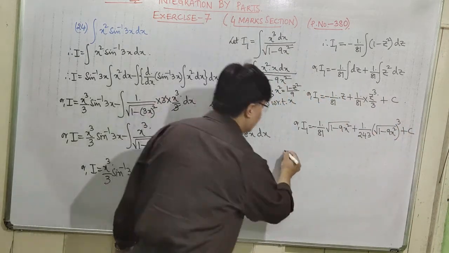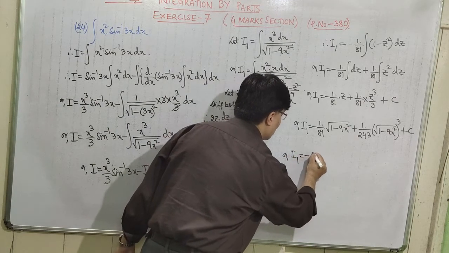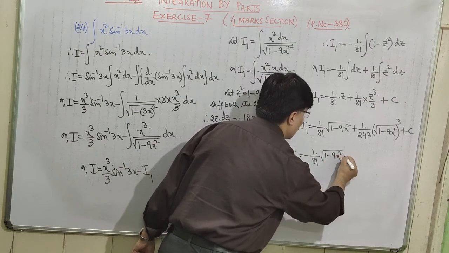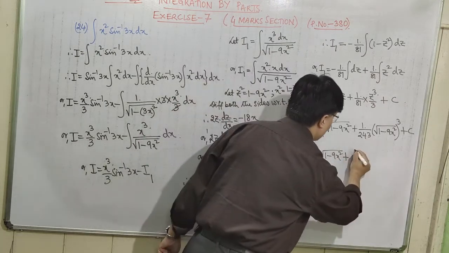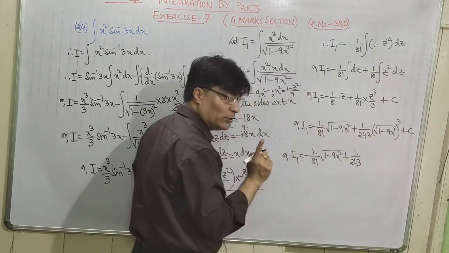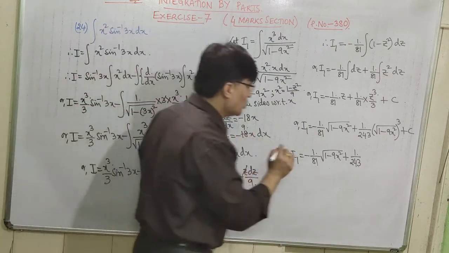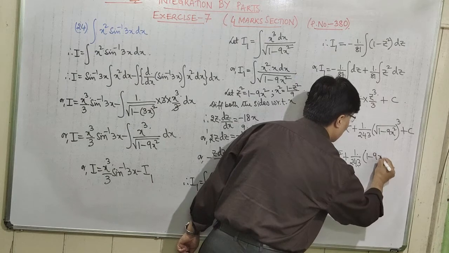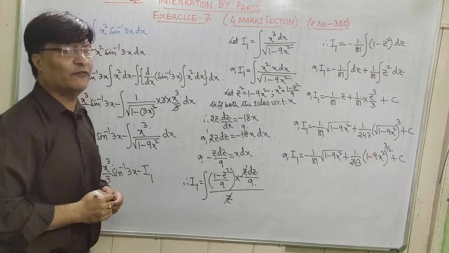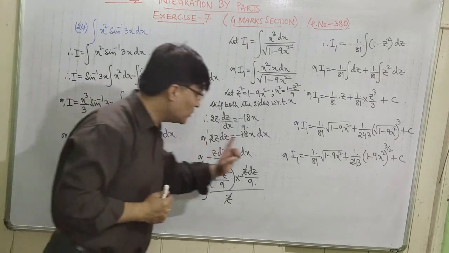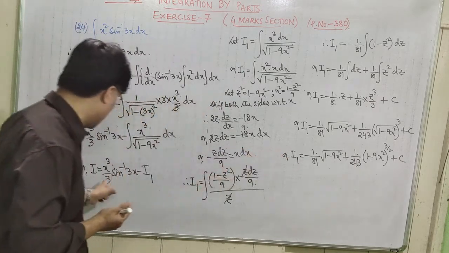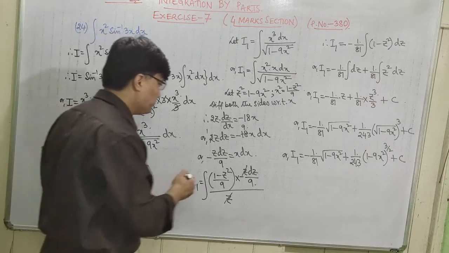So let us simplify it again. Or this is I1 is equal to minus 1 by 81 within square root 1 minus 9x square plus, this is 1 by 243. And you know that square root is whole to the power half, isn't it? So you can write here 1 minus 9x square whole to the power 3 by 2 plus c. So this is the value for I1. So let us put this value for I1 in I to get the answer. In this I you have to put the value for I1.